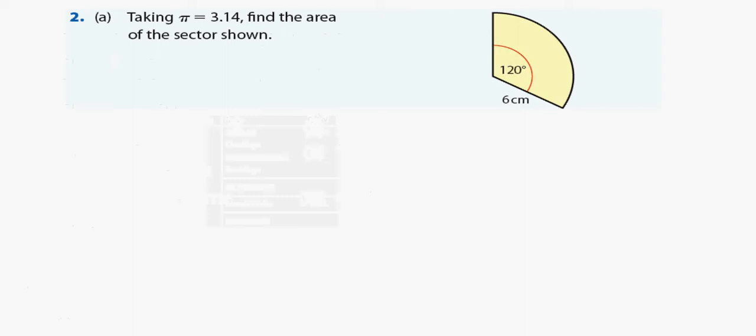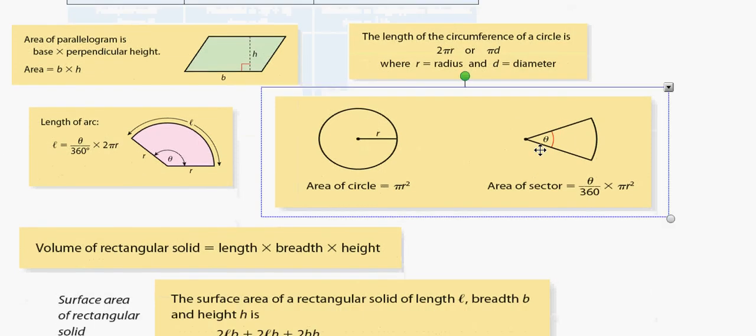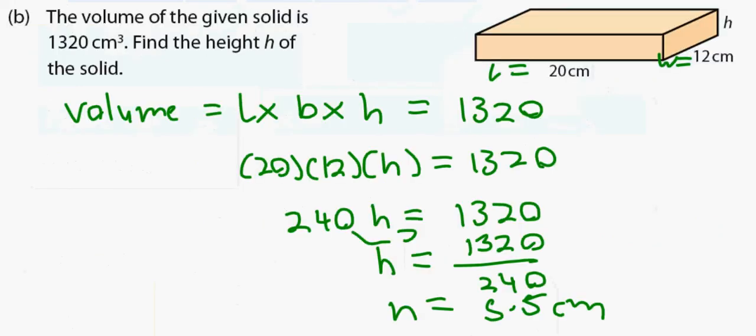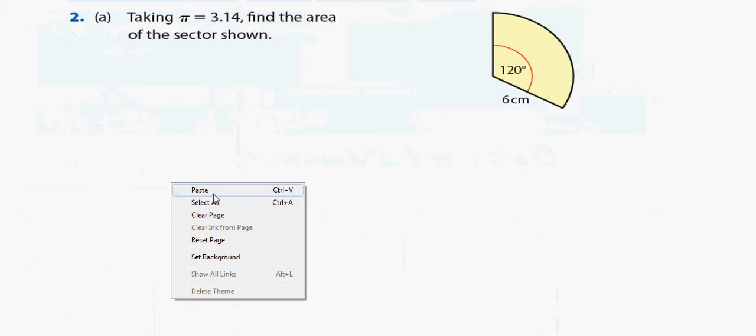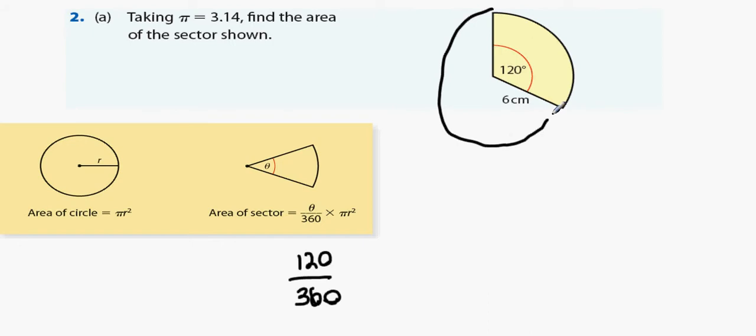Okay, so question 2. Taking pi as 3.14, find the area of the sector shown. Area of the sector. Okay, so we just go down to our formulas, maybe look for the area of the sector formula. Area of sector formula is located here. So we're just going to take this formula and paste it here. Okay, so there's the area of the sector formula. Theta is the angle we're looking for. So it's going to be 120 divided by 360, because it's a third of the full circle. The full circle will continue around here, and it's basically a third of the full circle.